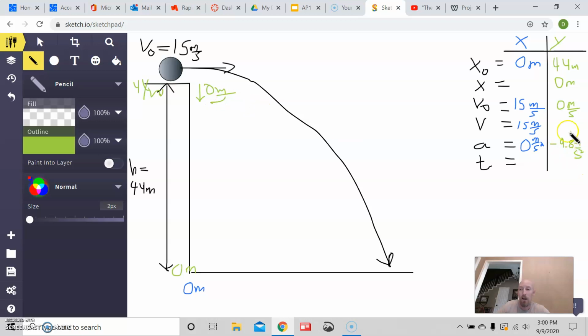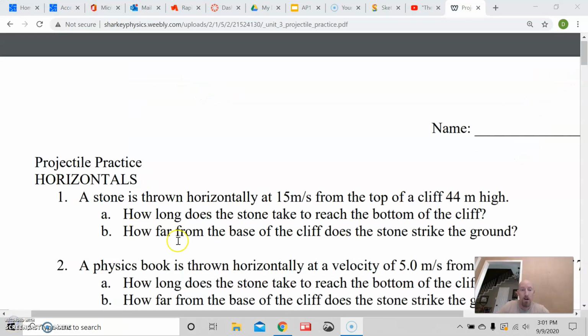Right here, the ball, as it's going to travel this way, is going to be 0 meters per second. And then finally, what's my acceleration in the y-axis? Well, it's going to be negative 9.8. Why? Because we're on Earth. Can you have two different accelerations? Yes, you can. You've got two different motions. Motion in the x, motion in the y. They are independent.